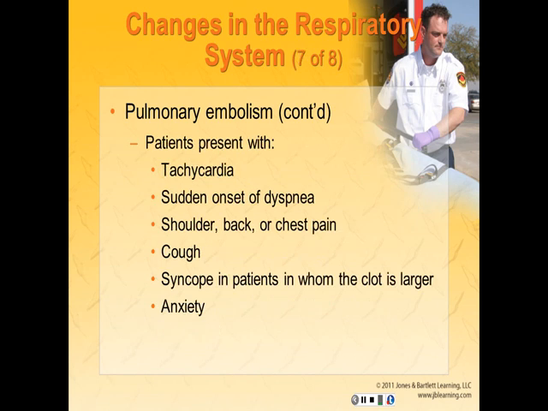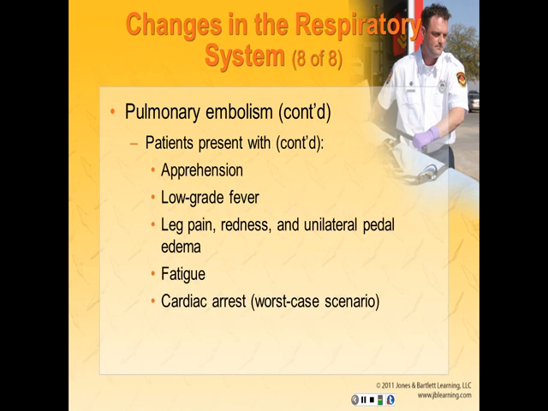For pulmonary embolism, patients may present with tachycardia, sudden onset of dyspnea, shoulder, back, or chest pain, cough, syncope in a patient who has a clot that's larger, as well as anxiety. Other signs and symptoms include apprehension, potentially a low-grade fever, leg pain, redness, and unilateral pedal edema, fatigue, and in a worst-case scenario, cardiac arrest.